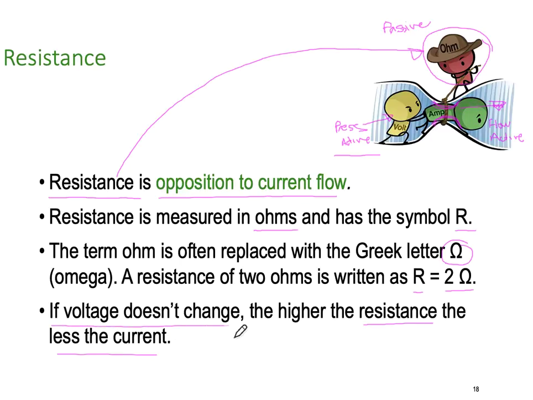If the voltage doesn't change, so as long as Mr. V here remains constant, and Mr. Ohm gets bigger and bigger, making this gap smaller and smaller, then Mr. Current has less space to get through, therefore the current will be less.